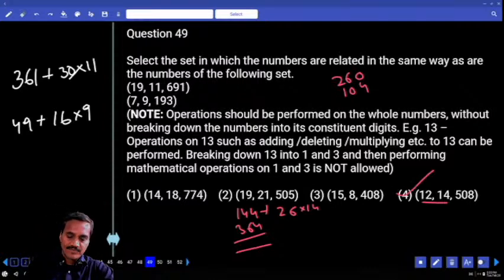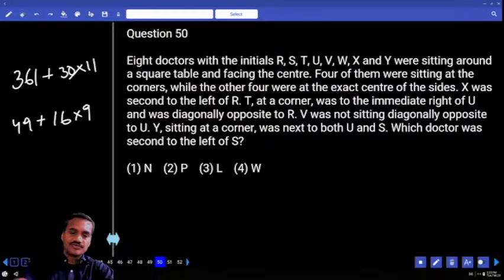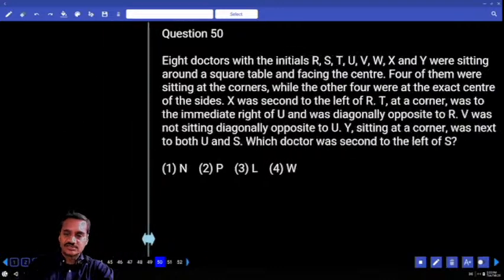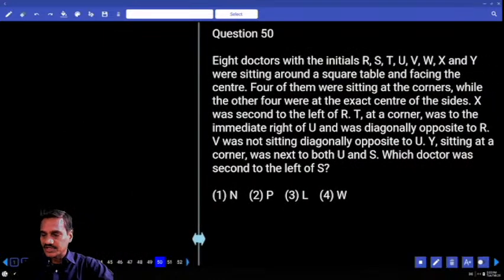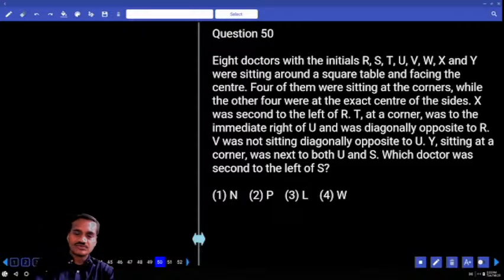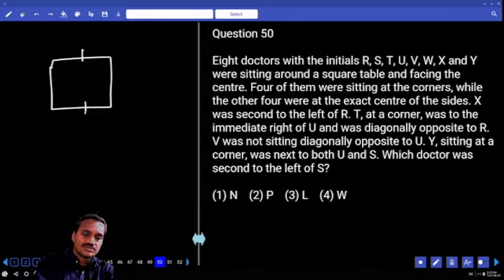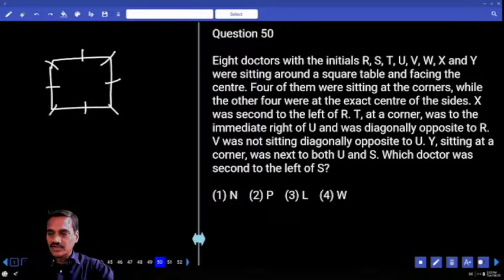Then 49. Then coming to 50, there are some 8 doctors with initials R, S, T, U, V, W, X, Y seated around a square table and facing the center. Now there are 8 persons seated around a square table facing towards the center, 4 of them at the corners while 4 are at the exact center.